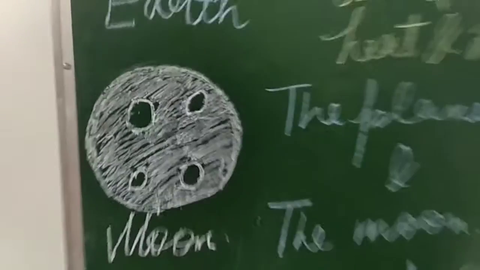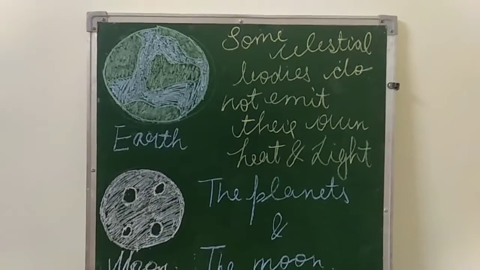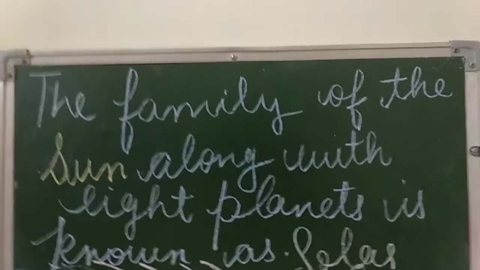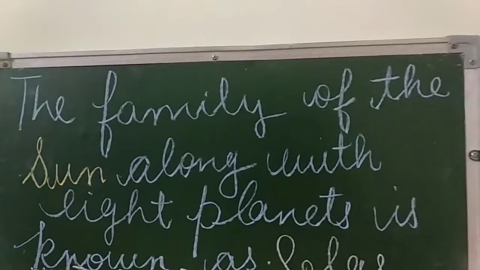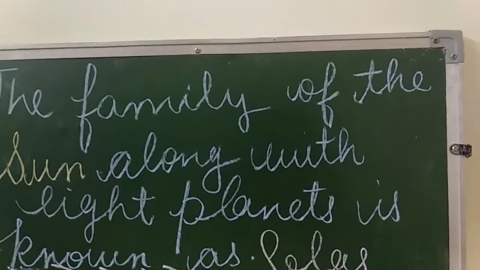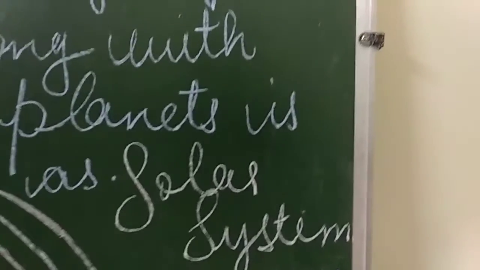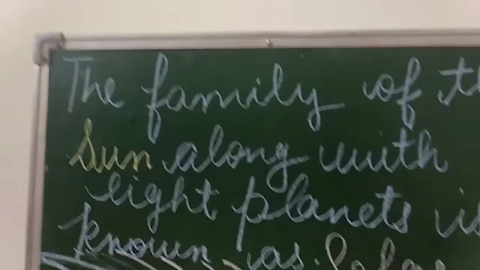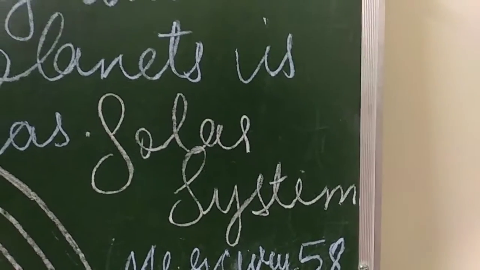Now, we are going to start with the solar system. To begin with, the solar system. The family of the Sun along with 8 planets is known as the solar system. That means the Sun along with its 8 planets forms the solar system.